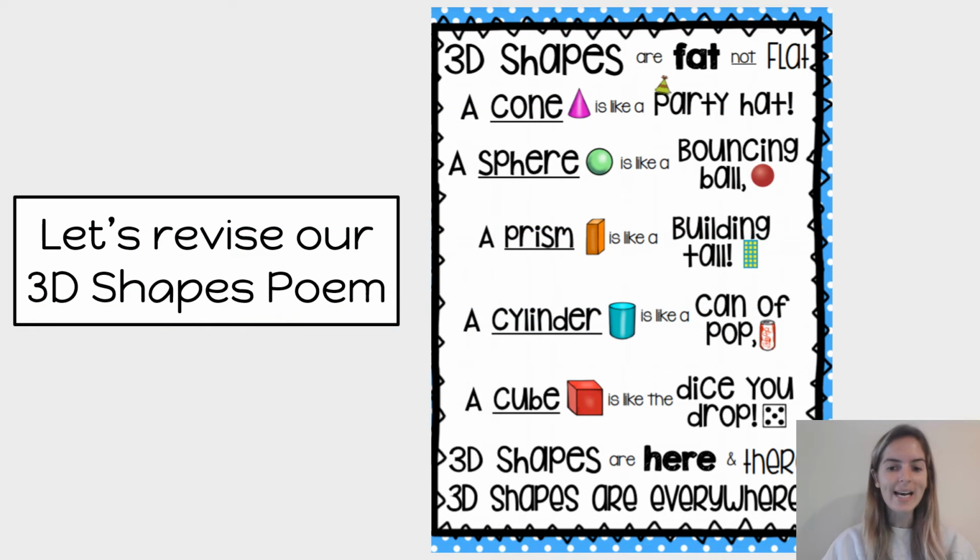So before we get started, let's look at our 3D shapes poem. Now let's read it together. We're going to revise it. 3D shapes are fat, not flat. A cone is like a party hat. A sphere is like a bouncing ball. A prism is like a building tool. A cylinder is like a can of pop. A cube is like a dice you drop. 3D shapes are here and there. 3D shapes are everywhere.